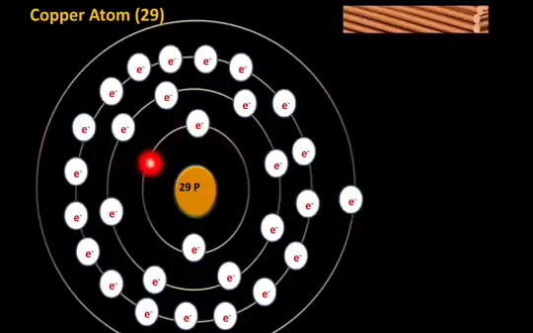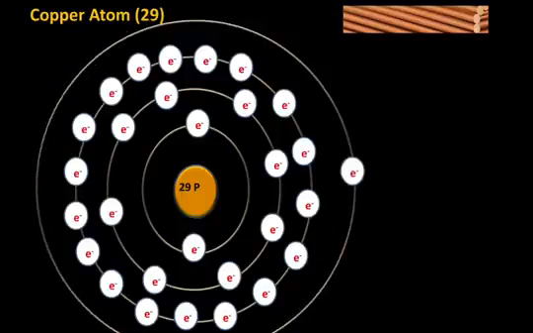Now, if an orbit is near the nucleus, it has a strong force of attraction. If the orbit is away from the nucleus, the electron in that orbit has less force of attraction to the nucleus. It means the electron in the outermost orbit has less force of attraction with its nucleus, so it can be easily detached from its atom. Hence this electron is called a free electron. So the electron in the outermost orbit of a copper atom is called a free electron.